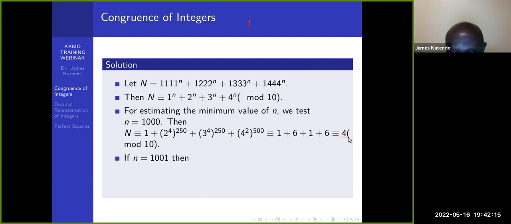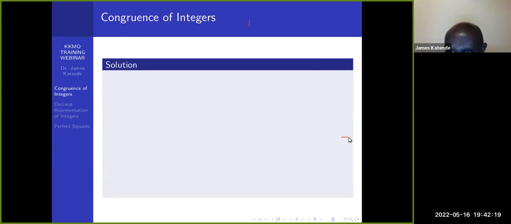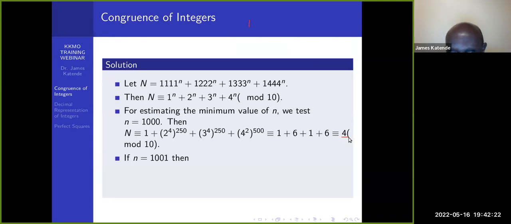I think that is a problem. Remember, we want this to be divisible by 10. So if the remainder is 4, then we have a problem. It's not divisible by 10. So what's the next possible value of n? We can try 1,001 and see what happens.